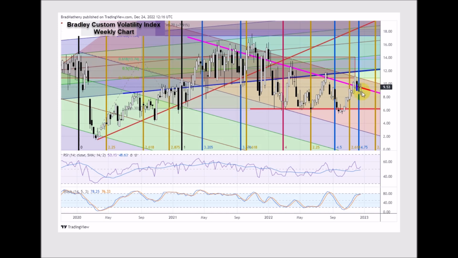Right now we're consolidating with accumulation in a moderately bullish phase, even though the other price charts are fairly weak. And that's the end of the custom index charts.